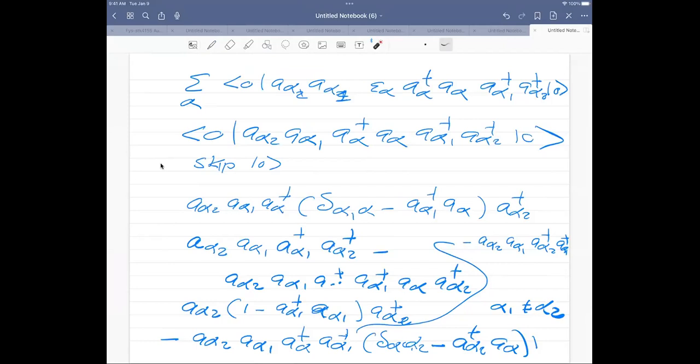Okay, we're going to stop here. And then tomorrow we will discuss Wick's theorem in more detail.